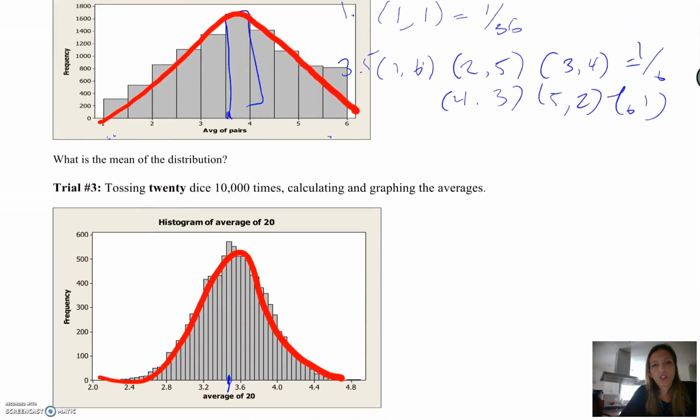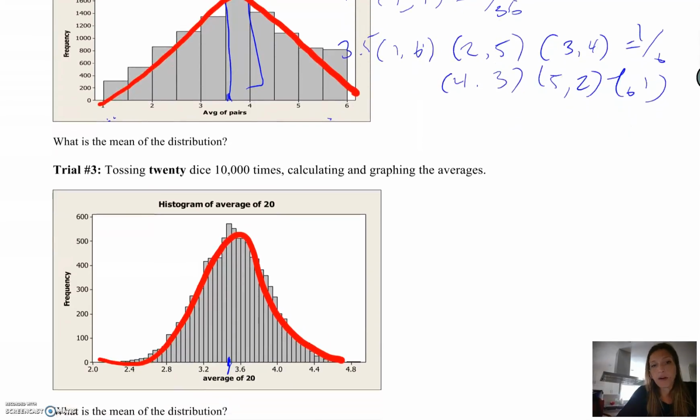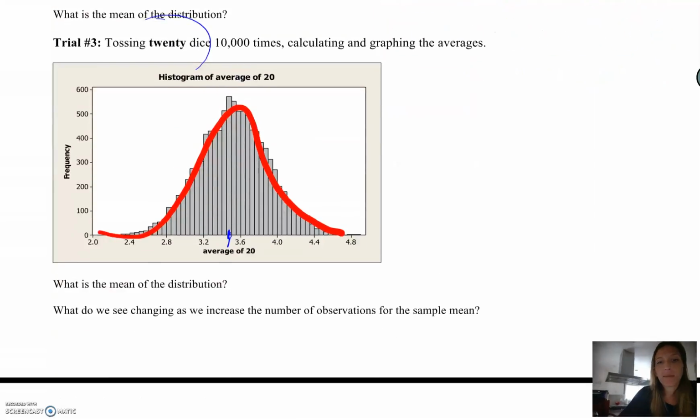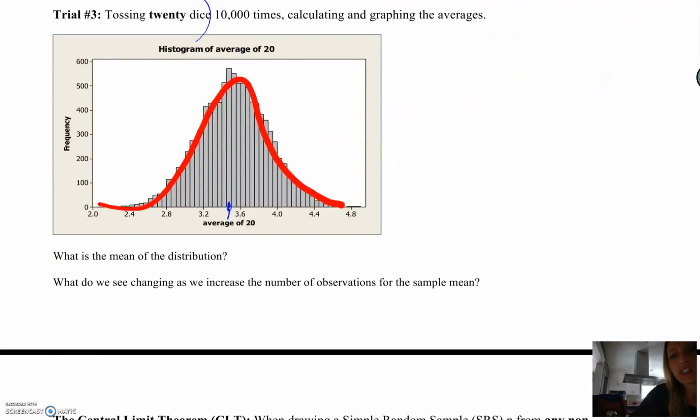From our second distribution, we went from 1 to 6 for rolling a pair, and when we're rolling 20 dice, we're now not getting anywhere near 2. Because in order for us to have an average of 2, we need a bunch of really, really low rolls, and that's a lot harder to get when you're rolling 20 things. So we're starting to see a couple of things happen as we increase the number of observations.